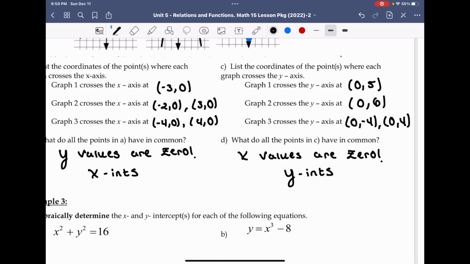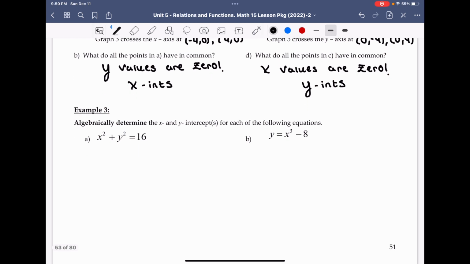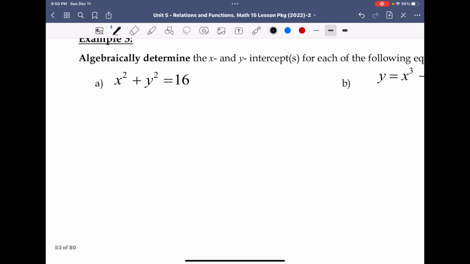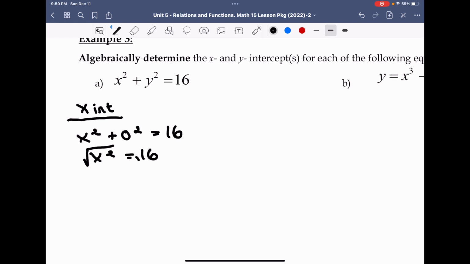Okay, let's use this knowledge in the example below. Example 3: algebraically determine the x and y-intercepts for each of the equations. To determine the x-intercept, we have to set the y value equal to 0. So we're going to go x squared plus 0 squared is equal to 16. Therefore, x squared is equal to 16. To undo a square, I'm going to have to take the square root of 16, and that's going to give me ±4. As ordered pairs, our x-intercepts are therefore 4 and 0 and -4 and 0, because if we square root like that, we have to do plus minus.